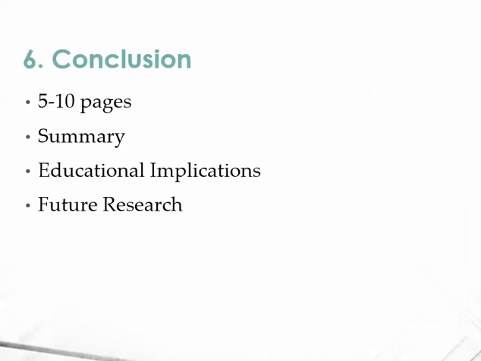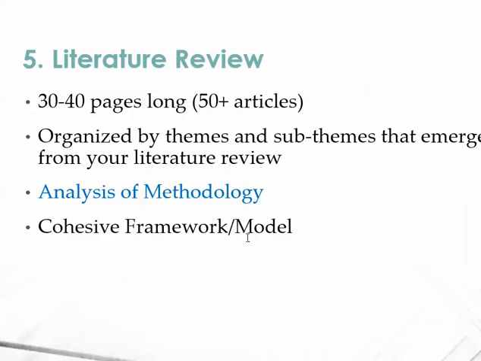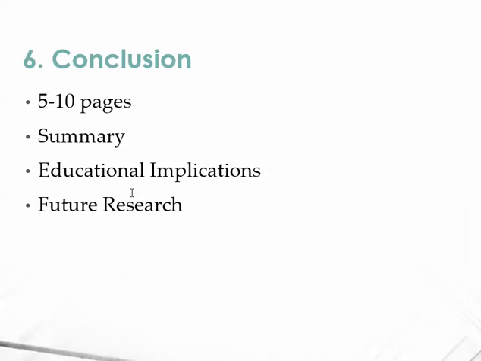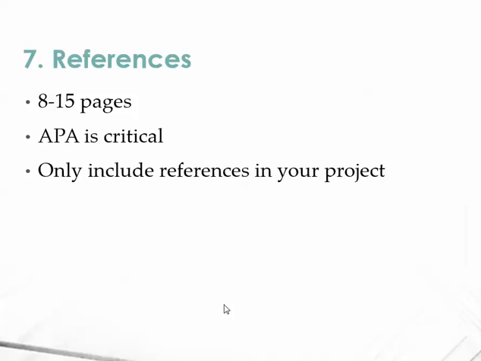Now, the next section is the conclusion, which could represent, as I went back here, that cohesive framework. That could be your summary. It's about 5 to 10 pages long. You also want to discuss educational implications and future research. Your reference section is typically 8 to 15 pages long. APA format is critical. You want to make sure that you have the precise format and that you haven't made any mistakes on that. And you only include references that you used in your project, that you referred to in your review of the literature.